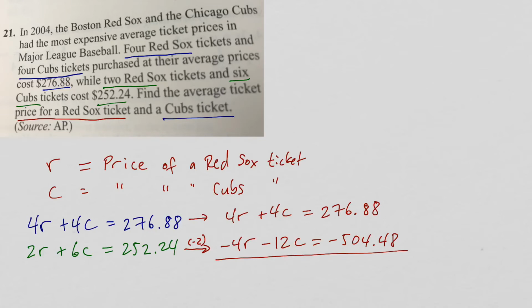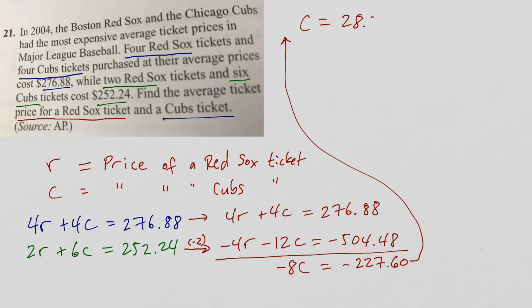When I add these together, I get negative 8c is equal to negative 227.60. So let's bring this up here. That tells me that c is equal to, when I divide by 8, or negative 8, I get 28.45. Then I can take that in either of my original equations, like say this one.